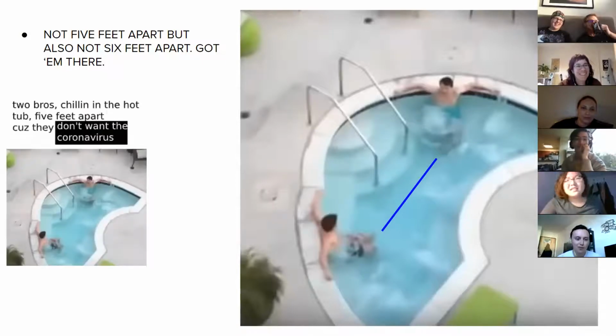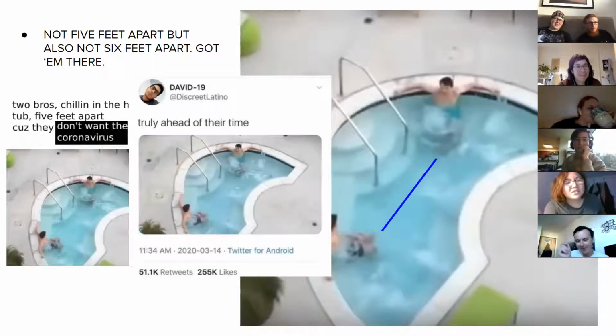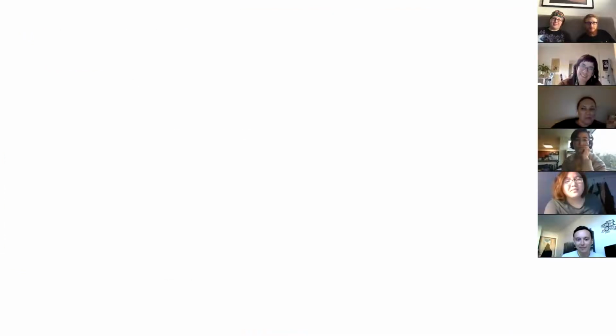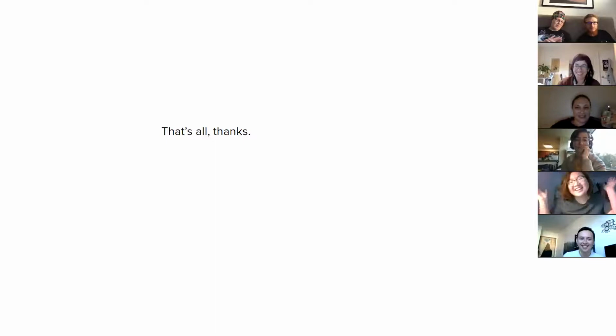Anyway, we get these memes that are going around because they don't want the coronavirus. Truly ahead of their time. Oh, this one's 6 feet apart. Okay, we know that's not true. That's all. Once again, do not credit me for the math because I can't math. Also, I have really shitty vision. Thank you.